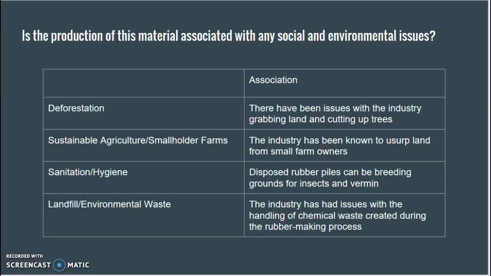The last problem we're going to be looking at today involves landfills and environmental waste. If disposed of properly, rubber poses no threat to the environment. However, if improperly disposed of, it can cause problems. For example, improperly disposed piles of rubber can be lit on fire and burn toxic fumes. There are also problems in the rubber making process itself in terms of not knowing what to do with the chemical waste that is generated during the process.